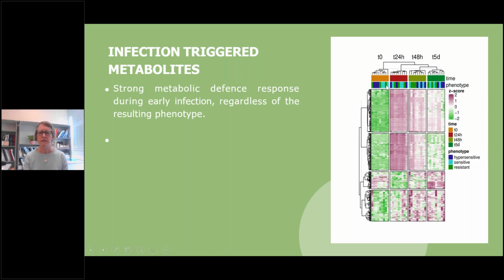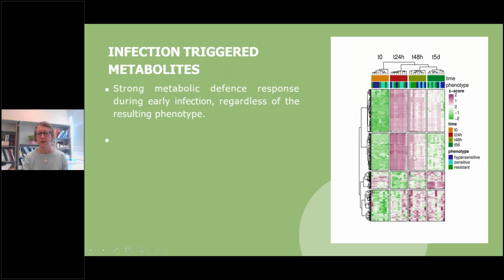Now, all of the phenotypes are indicated here by these colors. So hypersensitive is dark blue, sensitive is light blue, and resistant is green. And so they didn't really group together according to phenotype. So here we see that time was really the driver in this heat map. So there was a strong metabolic defense response, I guess, during this early stage of infection.